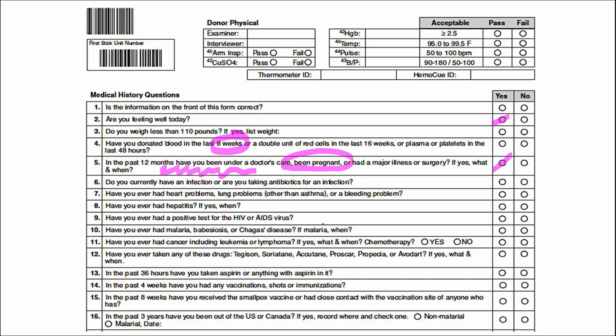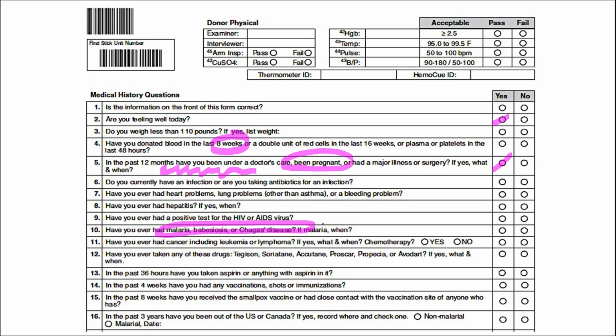Do you currently have an infection, or are you taking antibiotics for infection? Because of course, microorganisms can be transmitted through blood. Have you ever had heart problems, lung problems, or bleeding problems? Have you ever had hepatitis? If yes, when? Have you ever had a positive test for HIV or AIDS virus? Have you ever had malaria, babesiosis, or Chagas disease? Because these diseases, of course, can be transmitted in our blood.